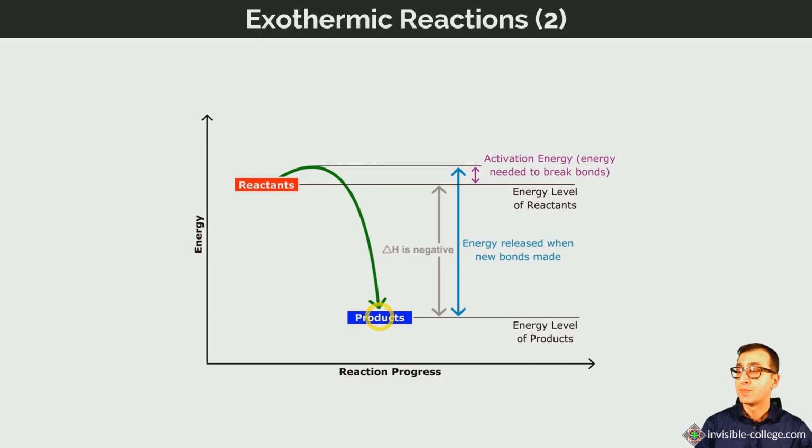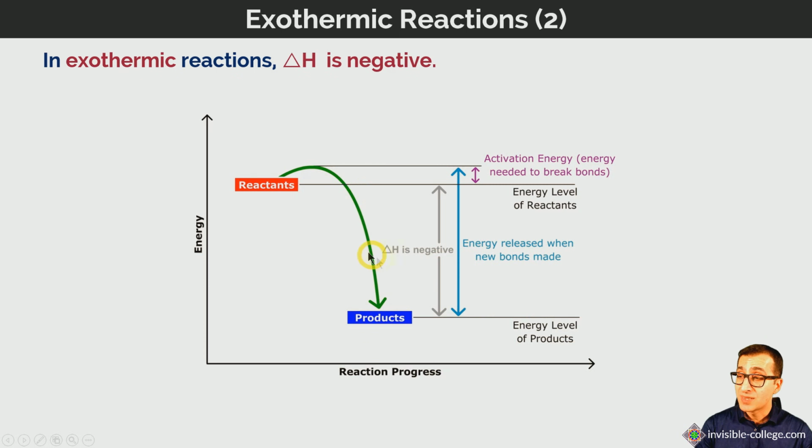So in an exothermic reaction, the net chemical potential energy change that we call delta H, which stands for change in enthalpy. Enthalpy, which the symbol is H in chemistry. Enthalpy is another way of saying chemical potential energy stored in a chemical system.